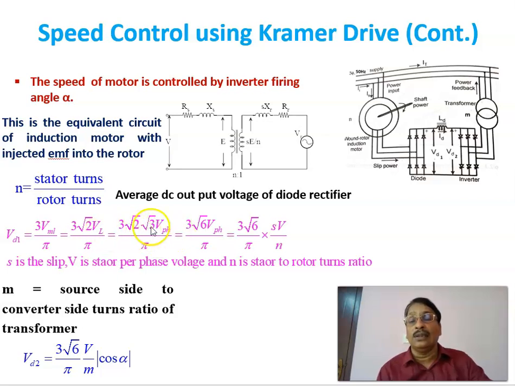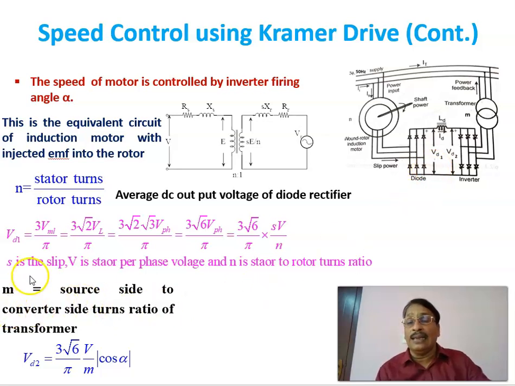Therefore 3 root 2 into root 3 into V phase divided by pi. Now this phase voltage is the phase voltage on the rotor side. In order to convert into the stator side, that is multiplied by the slip S into the stator voltage per phase divided by N, that is stator to rotor ratio. Therefore the voltage, that is average voltage available at the output of this uncontrolled rectifier, is given by 3 root 6 divided by pi into SV divided by N, that is VD1.